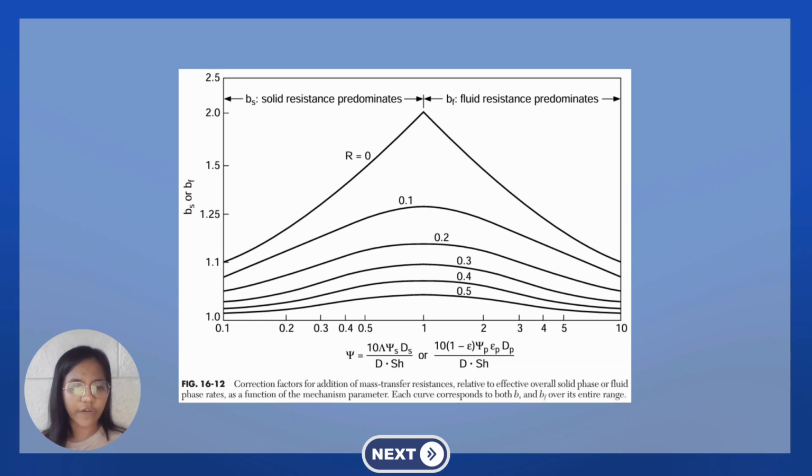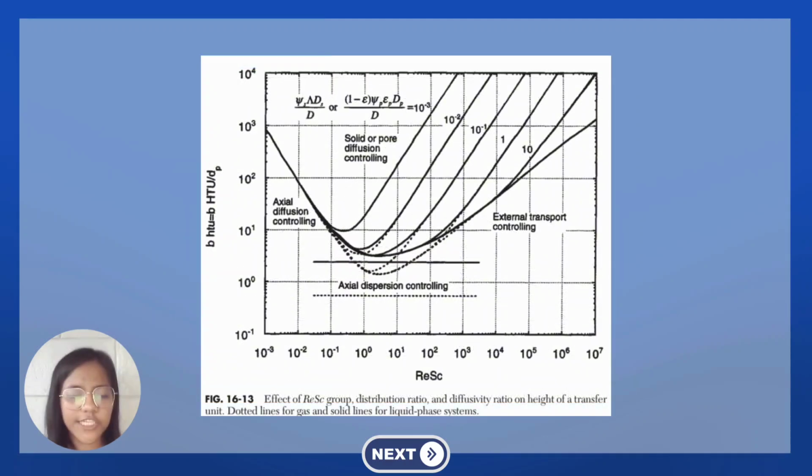Note that each curve corresponds to both B and B sub f over its entire range. Figure 16-13 shows the effect of Reynolds-Schmidt or Re-Sc group, distribution ratio, and diffusivity ratio on height of a transfer unit. Dotted lines are for gas and solid lines are for liquid phase systems.